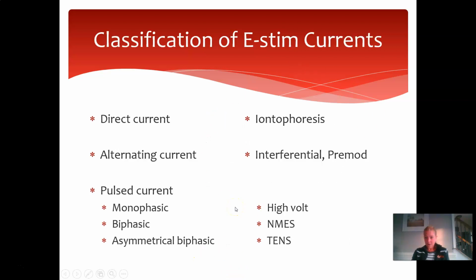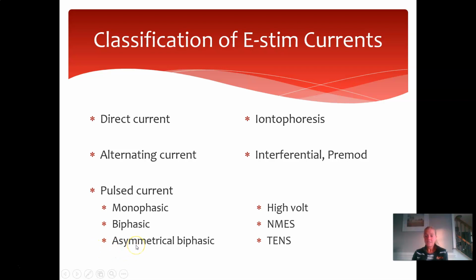So just to summarize a little bit and go over the different types of current that we've talked about. We talked about direct current, and that's going to be paired. That's the type that iontophoresis uses, which again is something that we're going to talk about in a completely separate unit a little bit later on. Alternating current, that's interferential current, IFC or IFS on some machines, or pre-mod. And then pulsed currents, a monophasic pulsed current is high volt, which we are going to use in lab. Biphasic is neuromuscular E-stim, and asymmetrical biphasic is TENS.